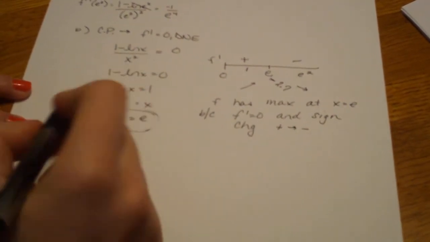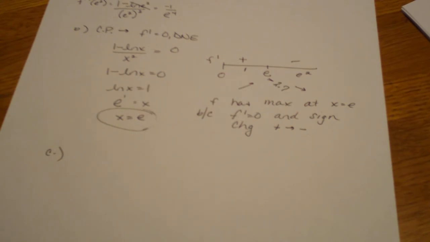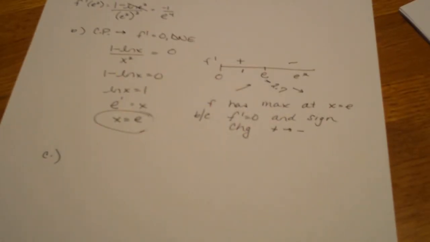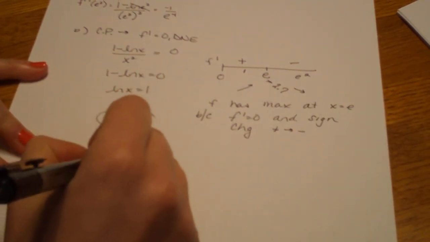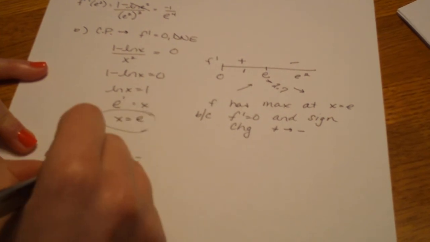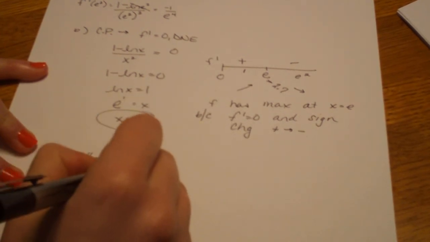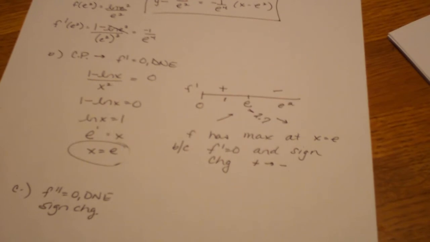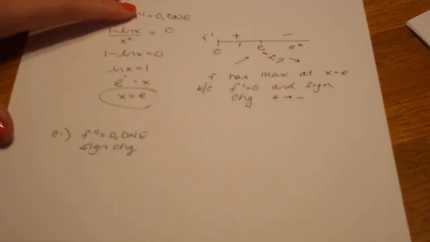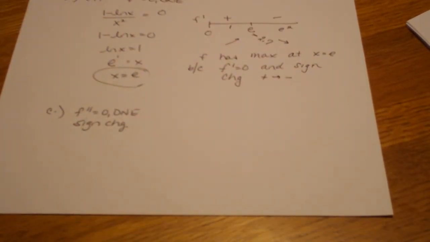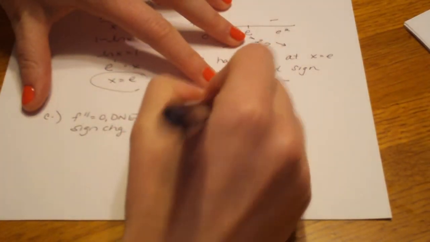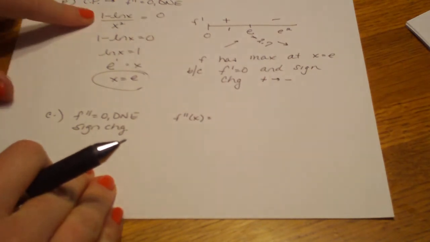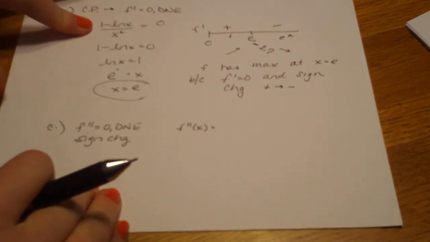Not bad. Part C. The graph has exactly 1 point of inflection. Find the x-coordinate of this point. An inflection point is when the second derivative is 0 or DNE and has a sign change. So this is my thought here. An inflection point: f double prime is 0 or DNE, and a sign change. So here I go. To find the second derivative, that's going to require a little quotient rule for us. So remember, here's my first derivative right up here.